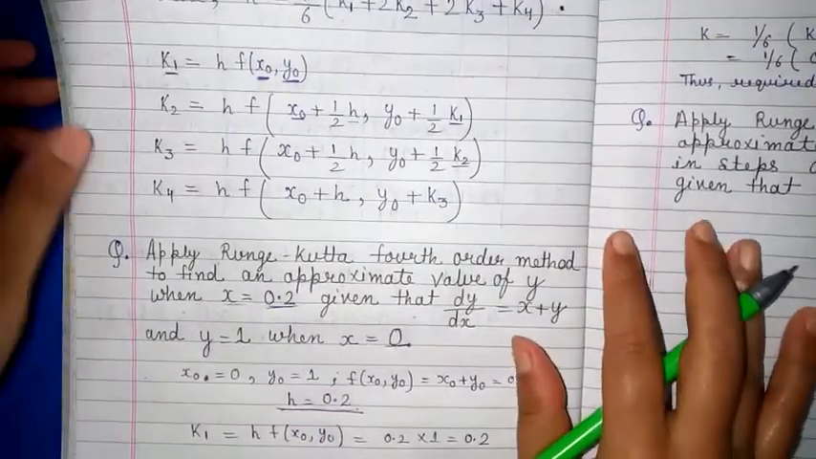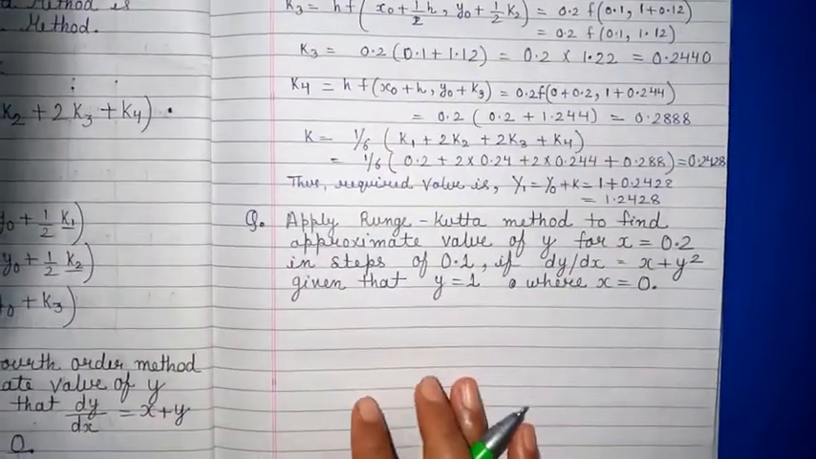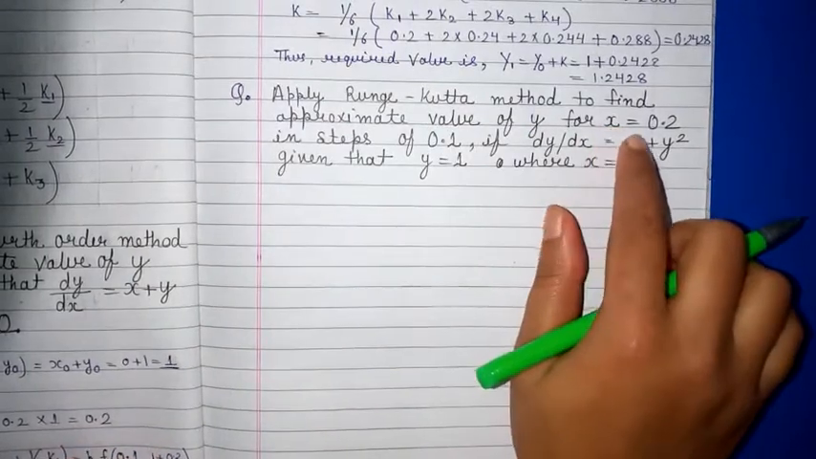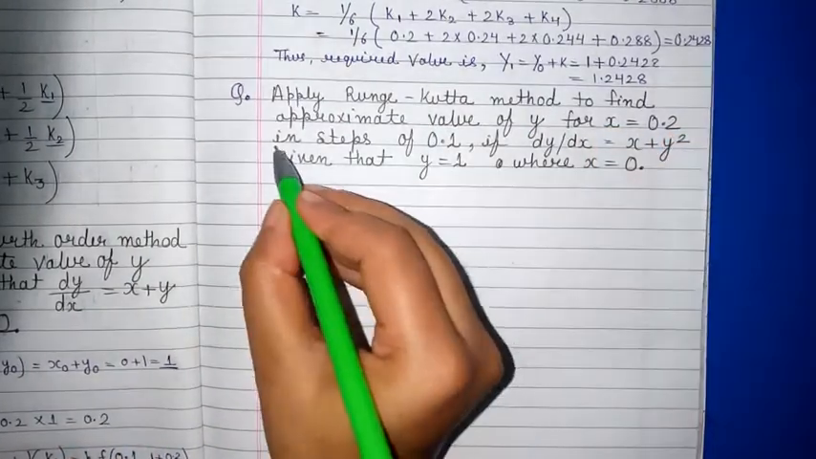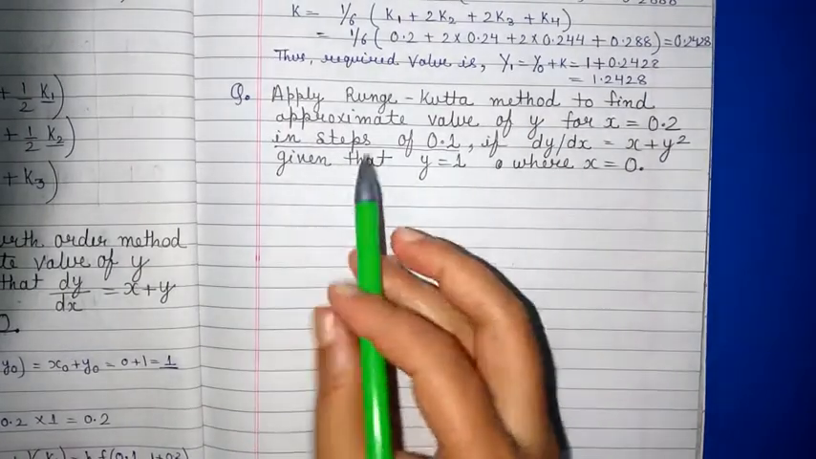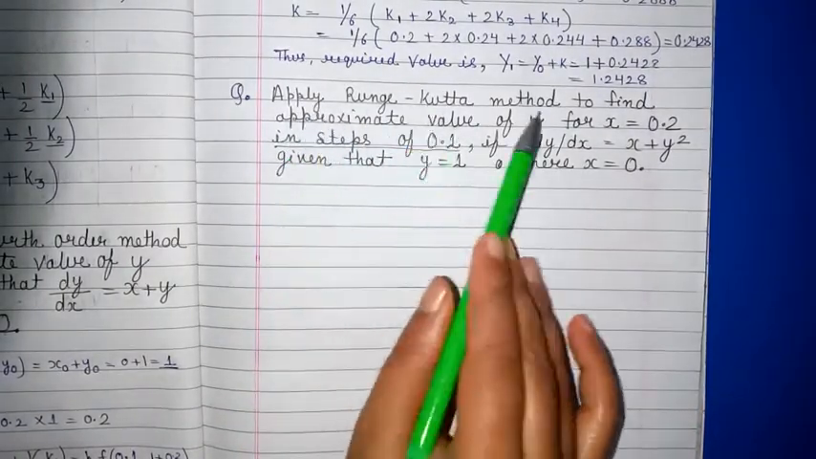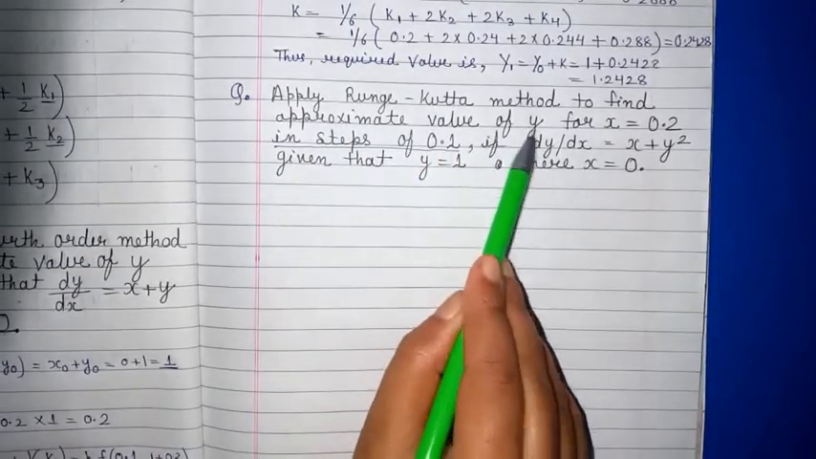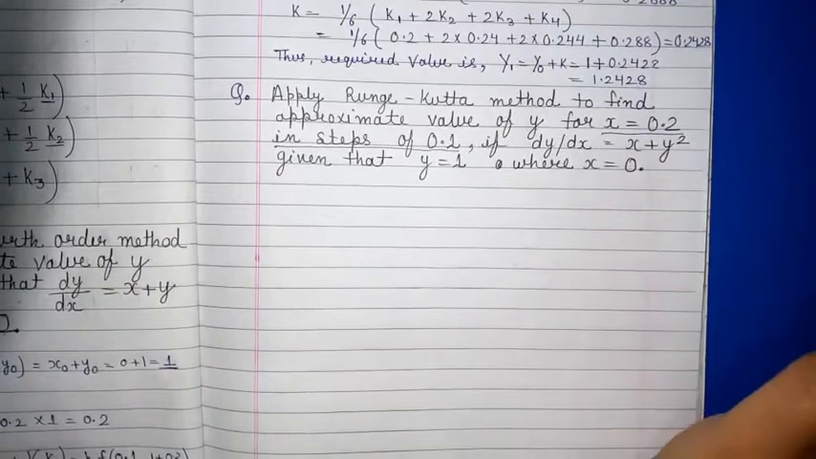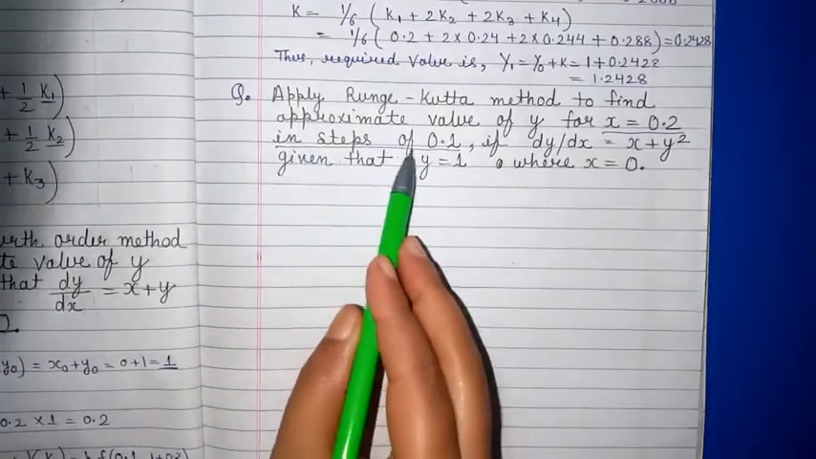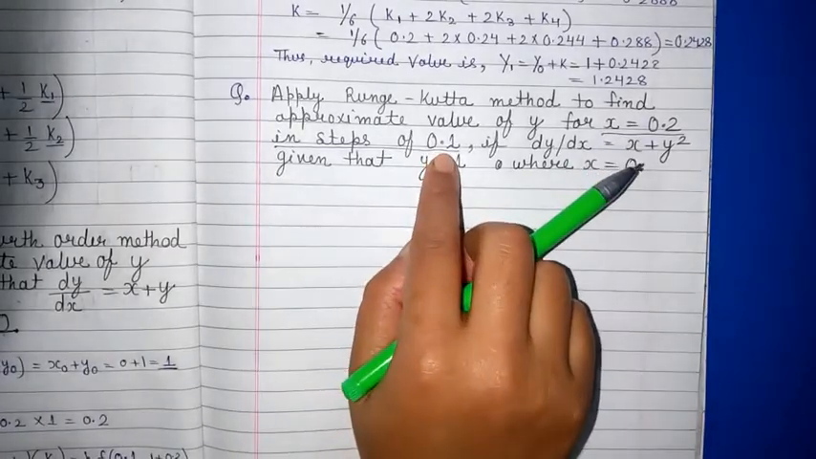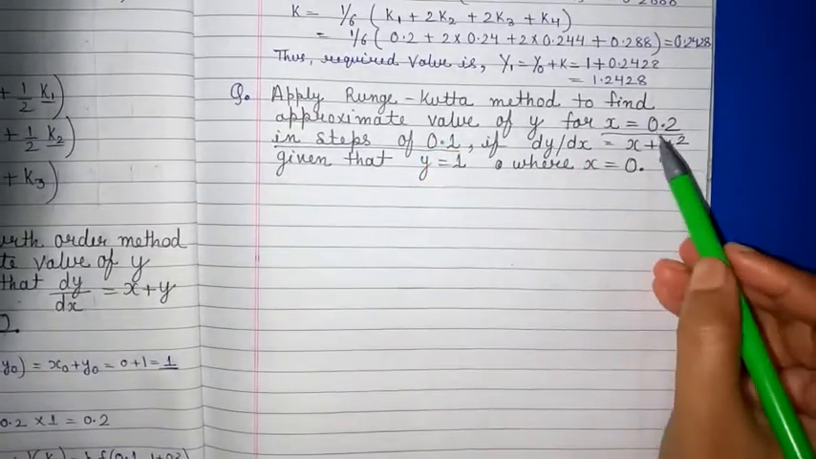So in the next question, how will we solve? One more question is there. Apply the Runge-Kutta method to find the approximate value of y for x equal to 0.2 in steps of 0.1. What is the meaning of this? We have to find the approximate value of y when x is equal to 0.2. But first we have to find the value when h is 0.1, and then with the help of that we have to find the value at 0.2.